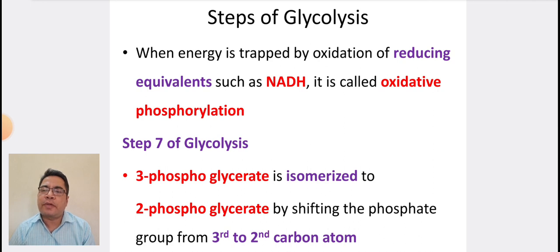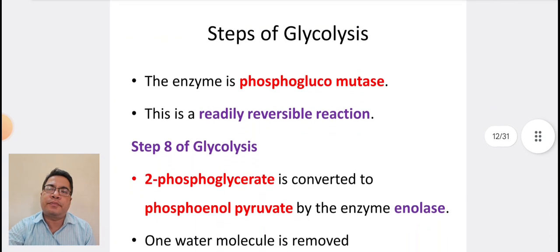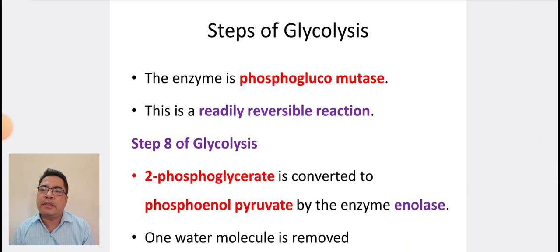Step 7 of glycolysis. 3-phosphoglycerate is isomerized to 2-phosphoglycerate by shifting the phosphate group from third to second carbon atom. The enzyme is phosphoglycerate mutase. This is a readily reversible reaction. Step 8 of glycolysis. 2-phosphoglycerate is converted to phosphoenol pyruvate by the enzyme enolase.